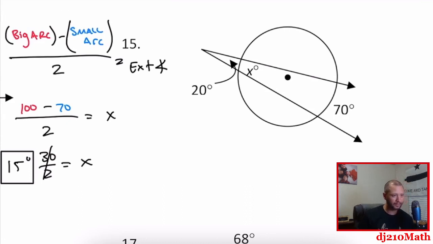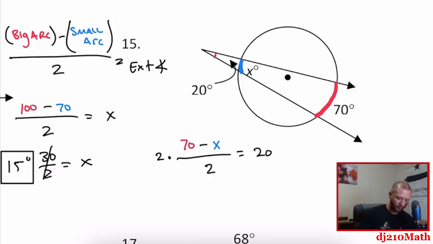All right, number 15, same idea, right? It's going to be the big arc minus the small arc equals the exterior angle of 20 degrees. So we have the big arc minus small arc divided by 2 equals the exterior angle of 20 degrees. Okay, multiplying both sides by 2. You have to tell yourself, why is that? So 70 minus X is equal to 40.